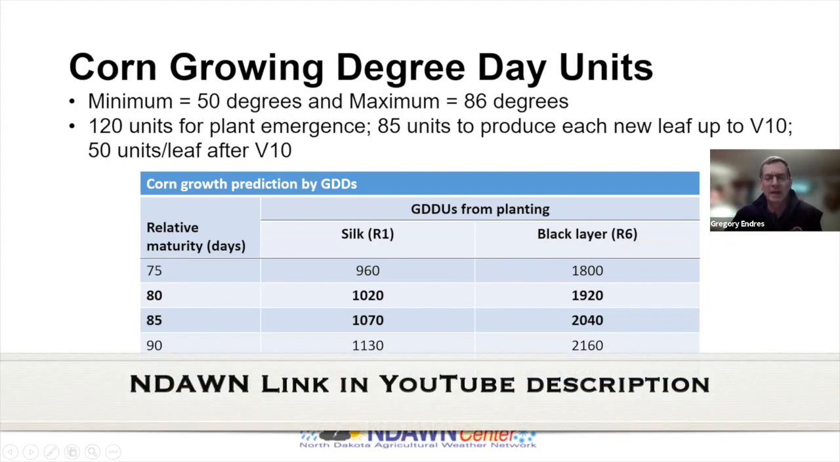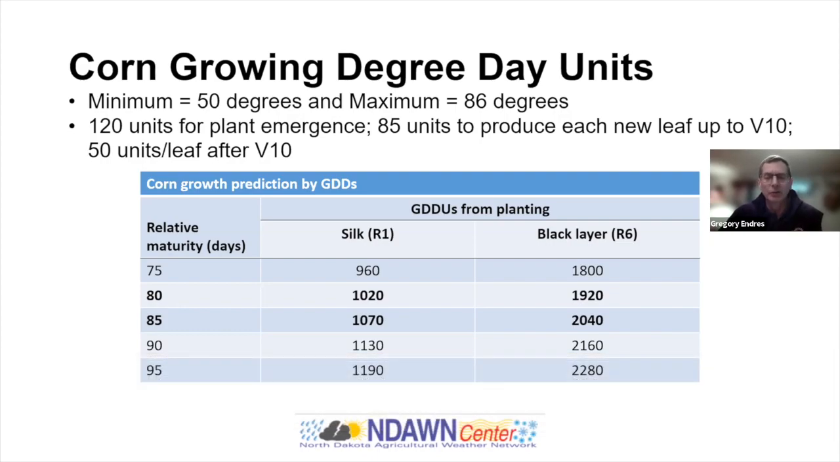And then of course we have NDAWN that helps you calculate the growing degree day units. And so that's available. If you look in the applications section of NDAWN, you can find the correct spot to enter the data, the planting date for corn, and then it'll accumulate the growing degree days for you.